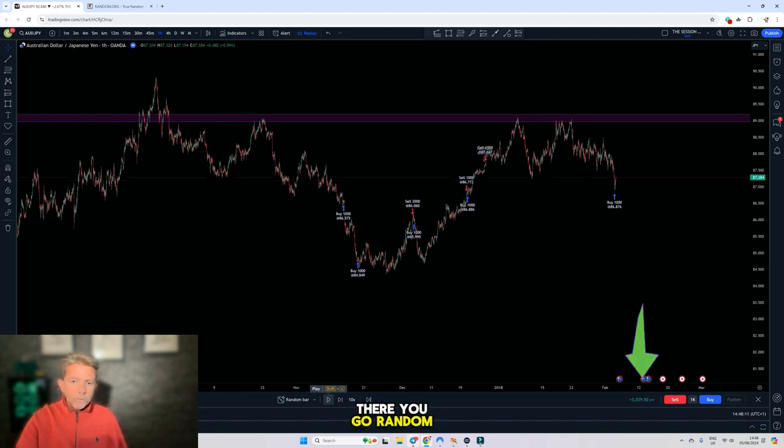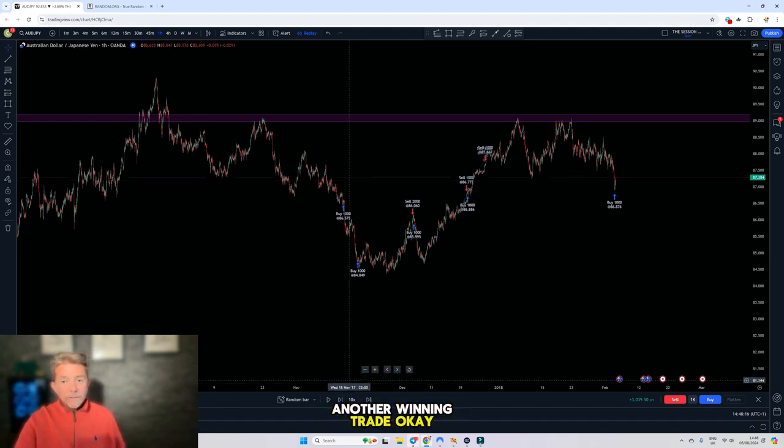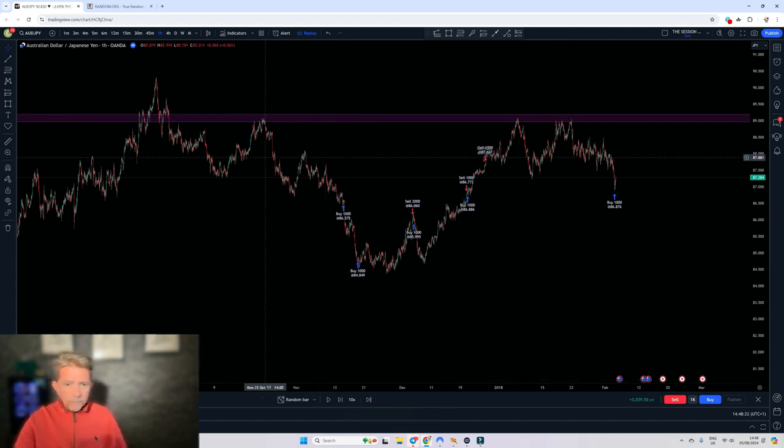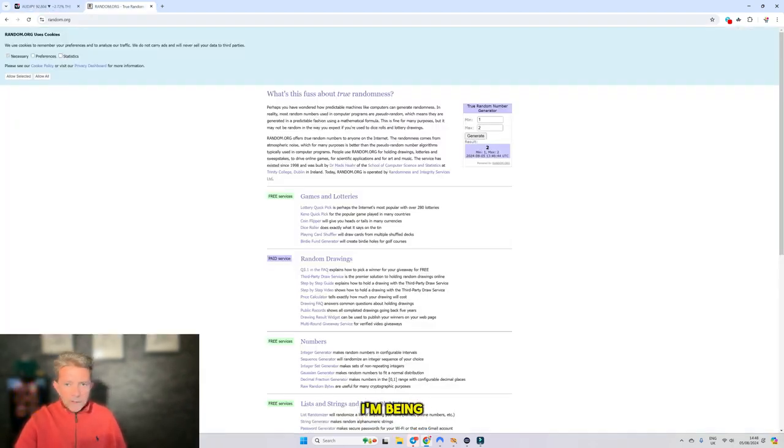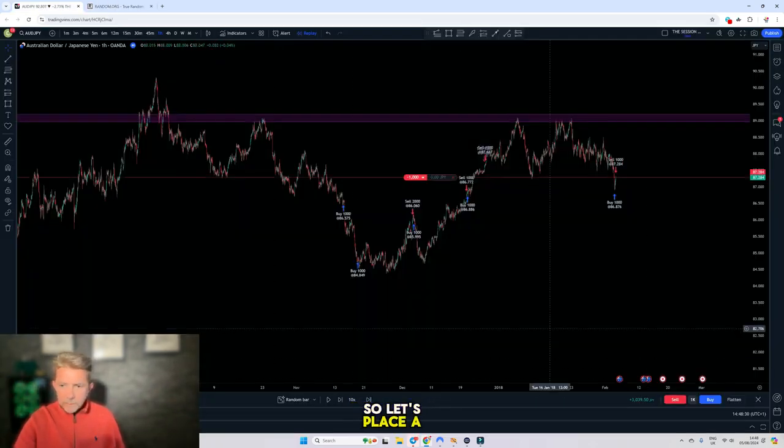There you go. Random.org has made another winning trade. Okay, so we are now up 3%. We're aiming for 5%. I'm not allowed a decision. I'm being told whether to buy or sell by random.org, and this time it's telling me to sell. So let's place a sell trade.